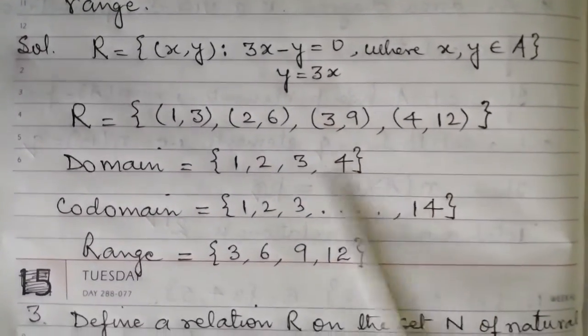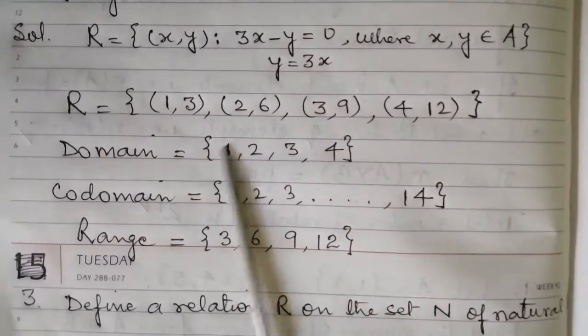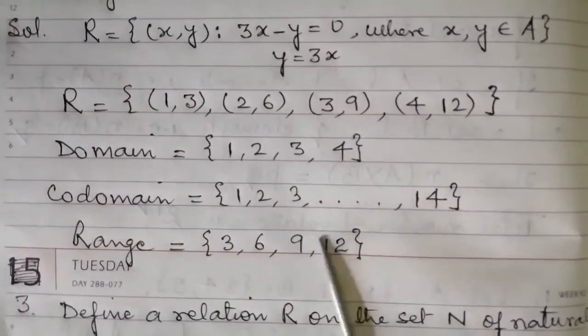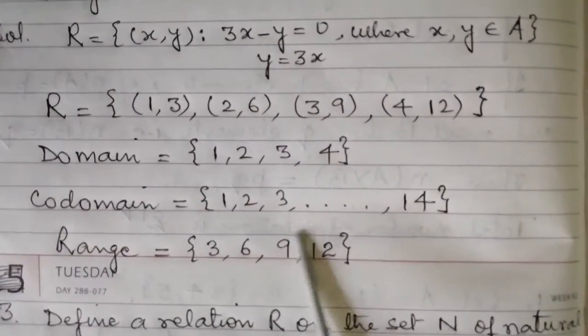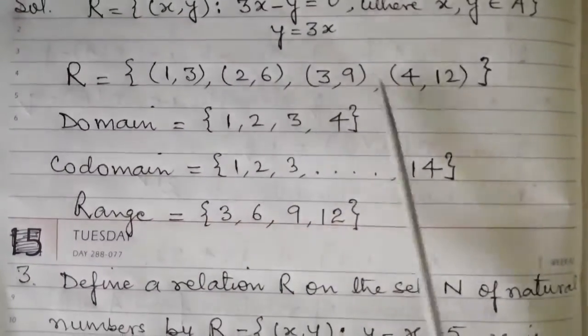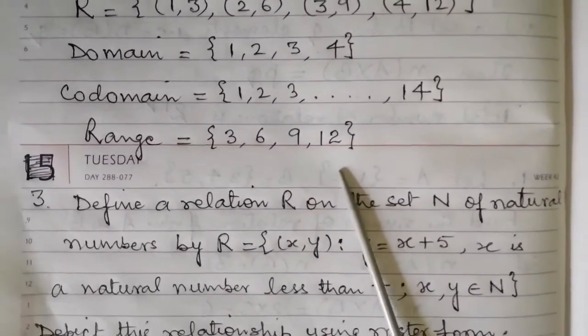Now what will be the domain? All first elements of the ordered pairs. So 1 comma 2 comma 3 comma 4. Codomain will be the whole set A, that is 1, 2, 3 up to 14, and range will be the second elements of the ordered pairs, 3 comma 6 comma 9 comma 12.